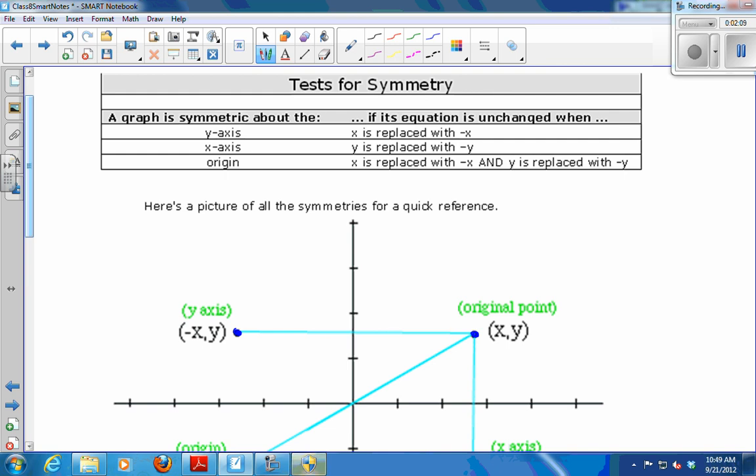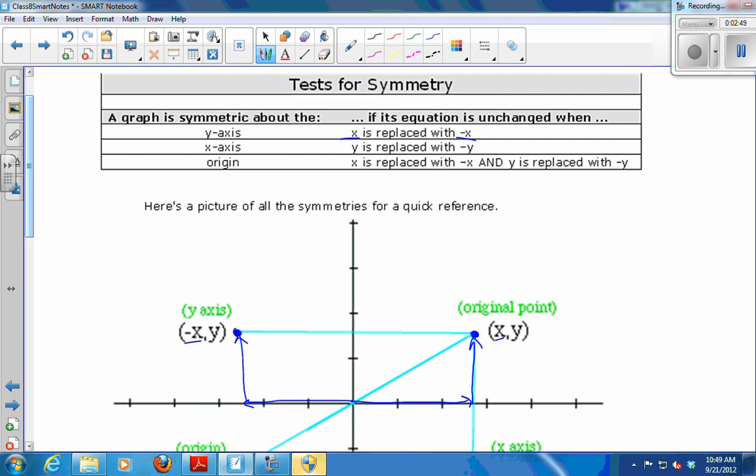One point is x comma y. We go right x and up y. And the other point just went left x and then up y. So it's negative x comma y. So that's why the test replaces x with negative x, because x and negative x should give the same result if you have y-axis symmetry. They should give the same y value. That's y-axis symmetry.